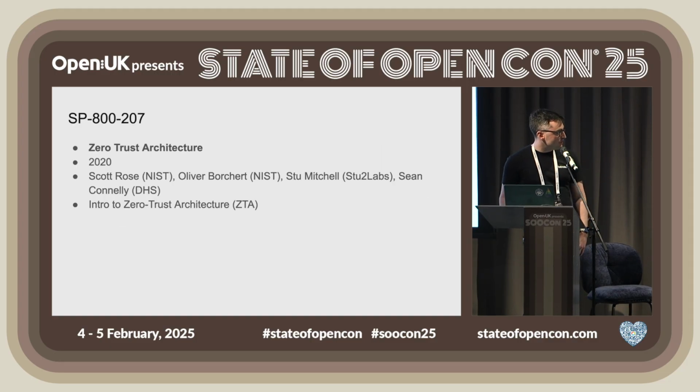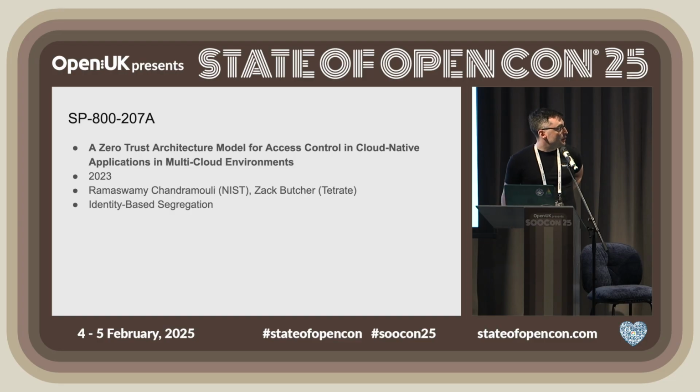And then there's a 207 series. So this calls out zero trust architecture. 207 naked is maybe a sort of introduction to zero trust architecture, and then 207A, which again my colleague Zach was involved with. This is where it introduces the idea of identity-based segregation, right? So that we're no longer segregating workloads by their network location. It's not network-based segregation. It's not, oh, you're on the same subnet as me, you're on the same side of the firewall, so I trust you.